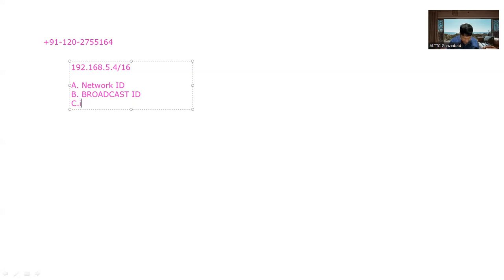Next question is the IP pool range. Another question is the number of IPs, and the final one is the subnet mask.